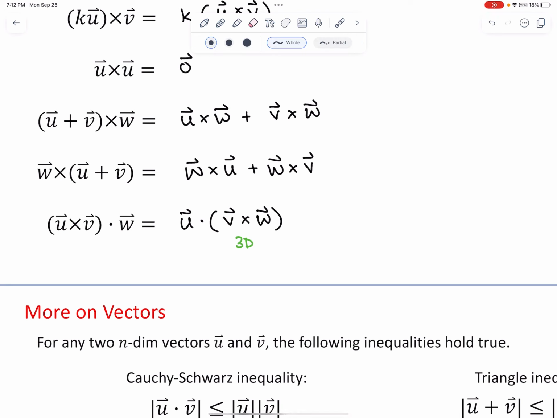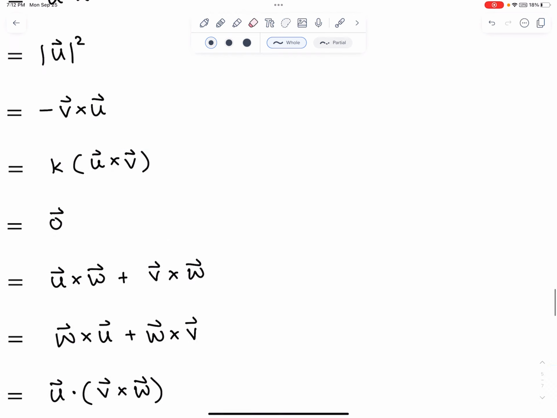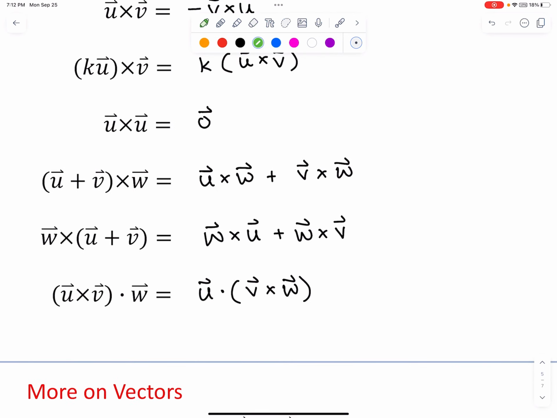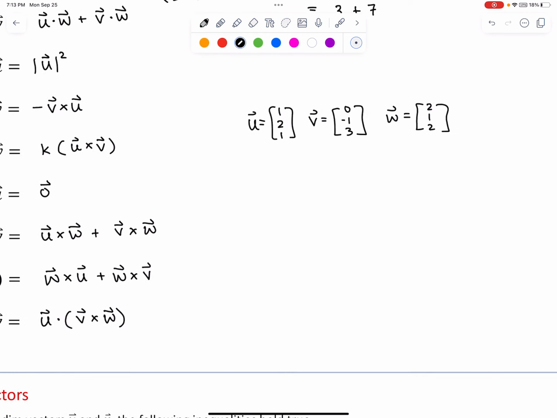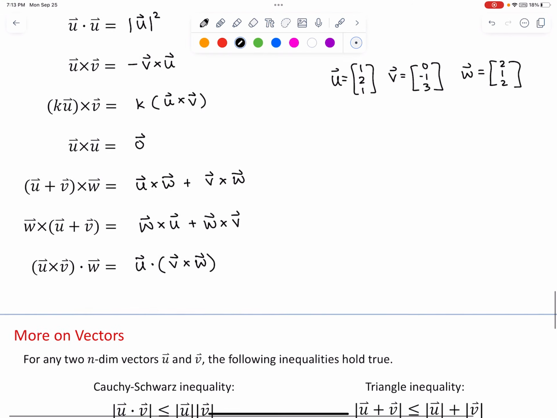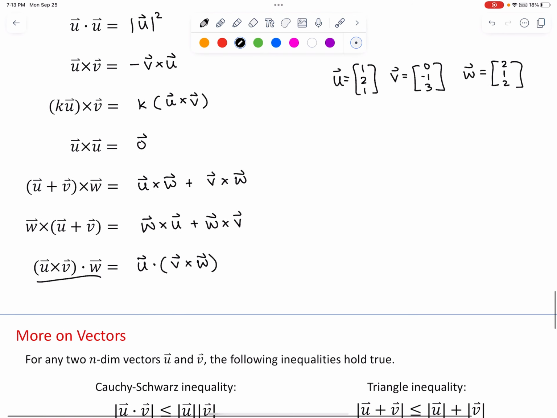And this property is saying that you could do this one of two different ways and get the same scalar. Let's go ahead and verify this last one for some specific cases. So I've just chosen 3 different 3-dimensional vectors, and let's do this side first. We'll cross u and v and then dot it with w.